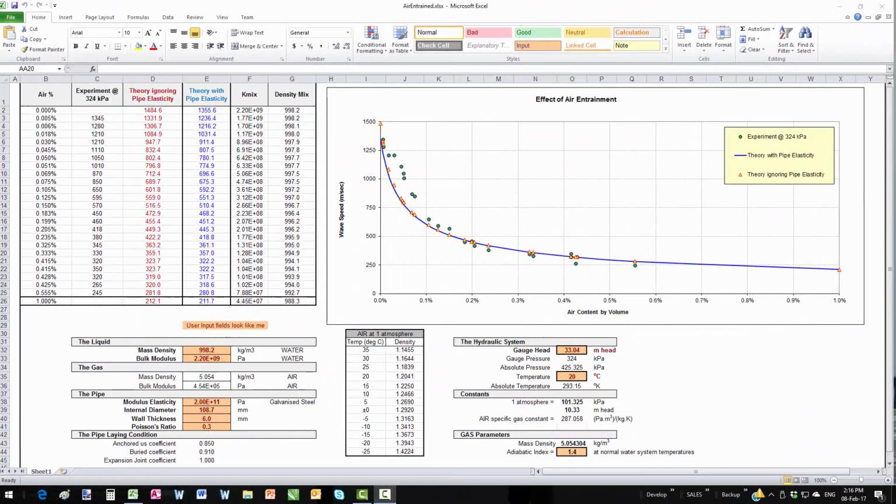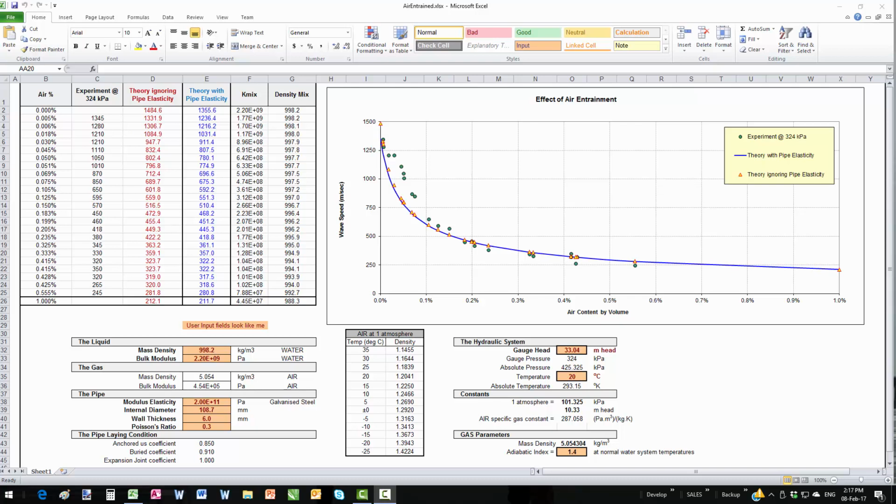Here I have opened the Air Entrained XLSX file that you will find in the Exercise 2 folder of your USB memory stick. This spreadsheet is simply an implementation of Wiley and Streeter, Kobori and Pearsall's work on developing the formulae for evaluating the wave speed in a fluid-gas bubble mixture. You can find references to their publications in your workbook.